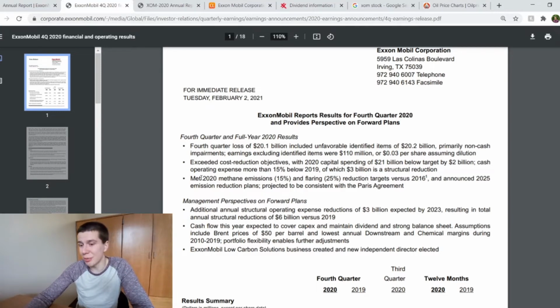They also talked about some emissions objectives that they set in 2016, I think. They had the methane emissions reduction of 15% that I think they met, and the flaring reduction of 25%. Flaring is basically when they burn certain chemicals at refineries to control things and make sure everything's safe, but they're trying to reduce that greatly, because that's a big deal these days. They also announced their 2025 emissions reduction goals, which are projected to be consistent with the Paris Agreement.